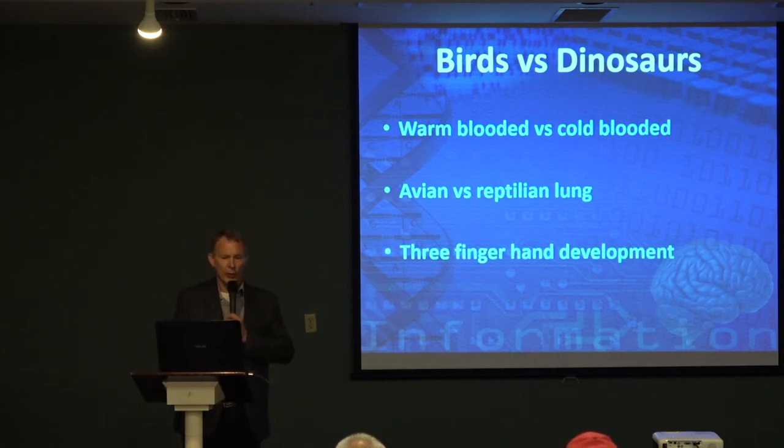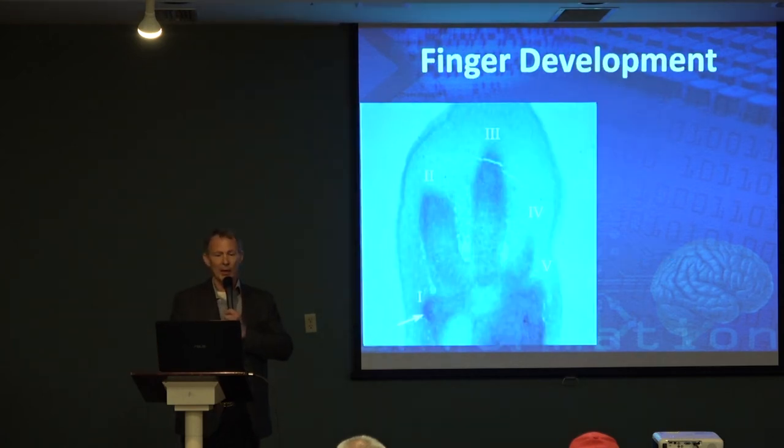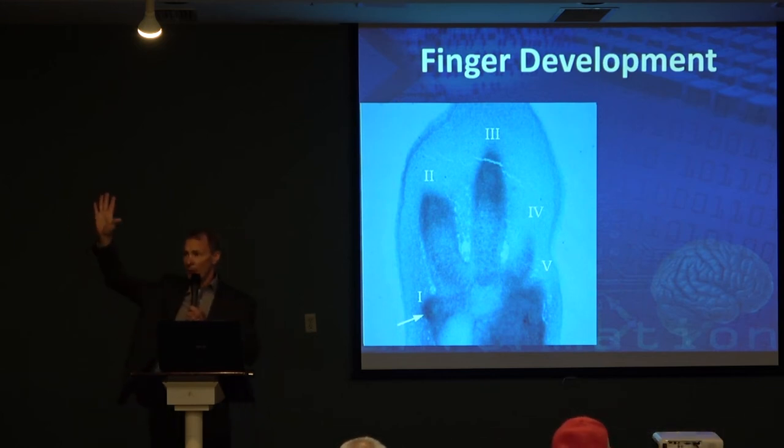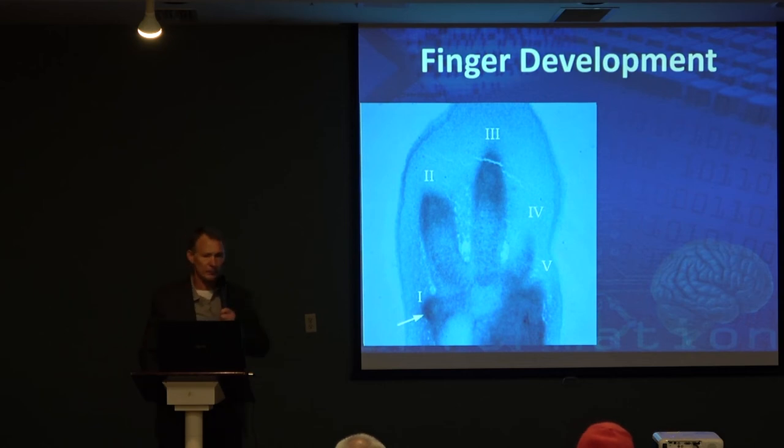Thirdly, what about the three-fingered hand development that's different between developing birds and developing reptiles? Here's an x-ray, and finger development is based on a five-fingered hand, with the thumb being digit number one in this picture down here in this lower left-hand corner. Fingers normally start, all five fingers begin to develop. And then it stops in some of these appendages. And some either stop completely or it's greatly reduced in size and function.